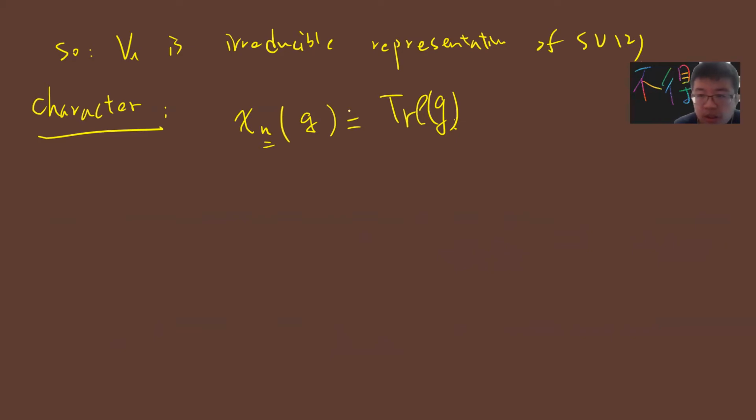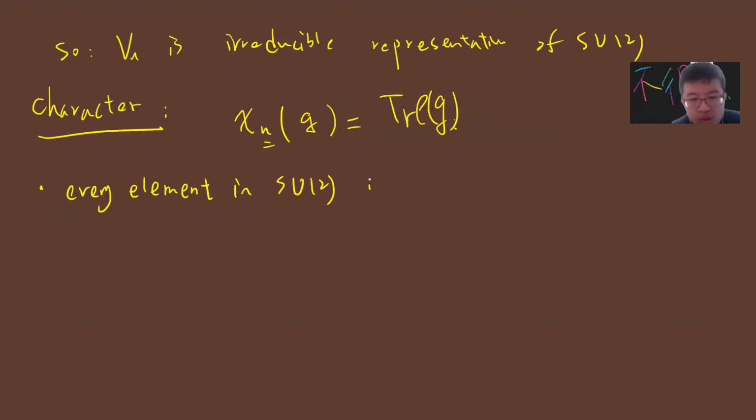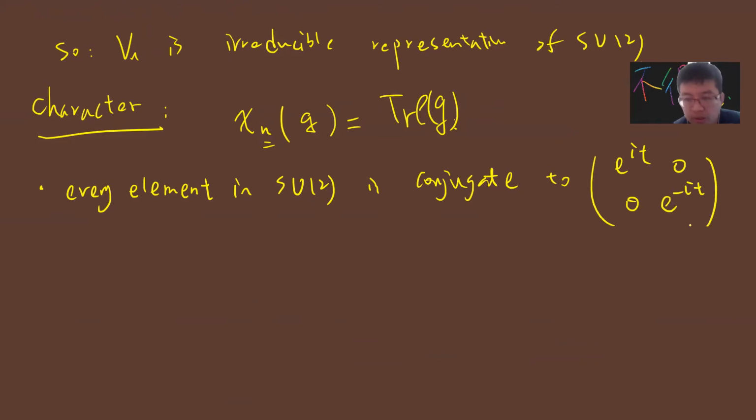Okay, so let's consider this a little bit. In general, you should compute every g, but this is hard to compute. One idea that is not very simple to see is that every element in SU(2) is conjugate to diag(e^{it}, e^{-it}). This is not very easy to see, but let's first assume that this is correct.